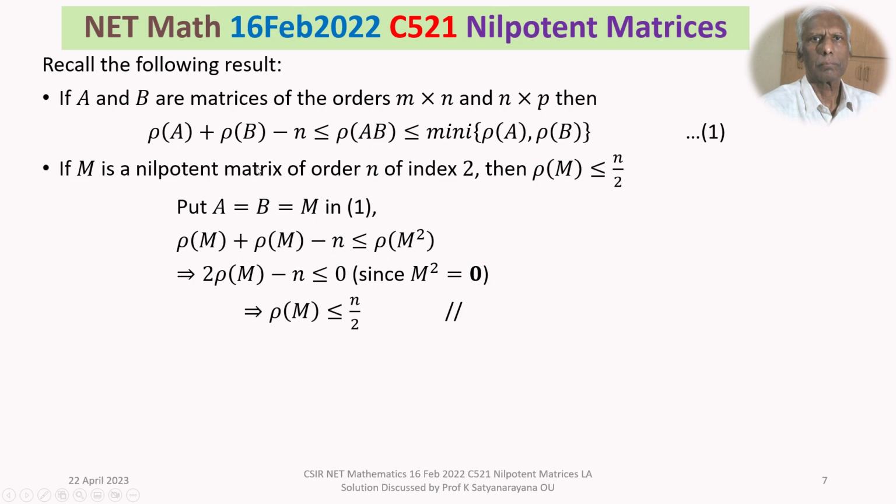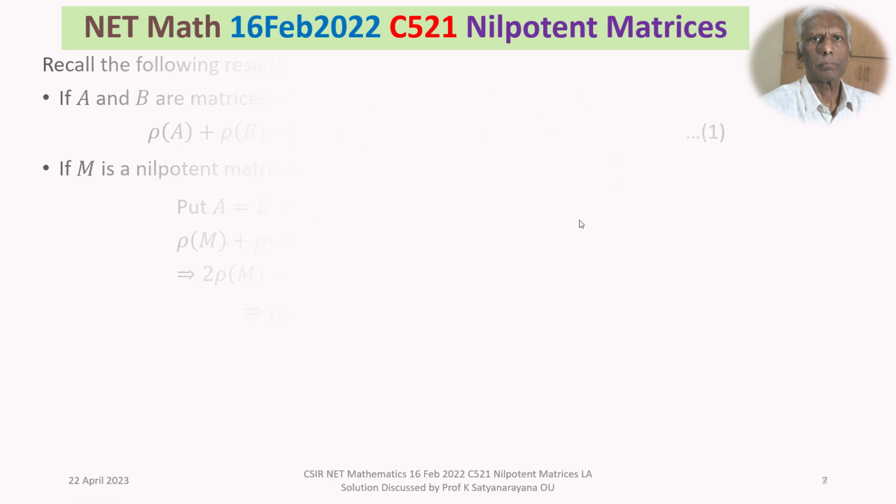So, if M is a nilpotent matrix of order n of index 2, then the rank of that matrix is less than or equal to n by 2. It is a general result, and we require this result here.